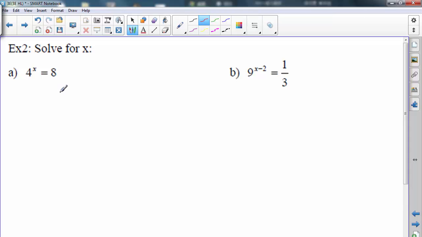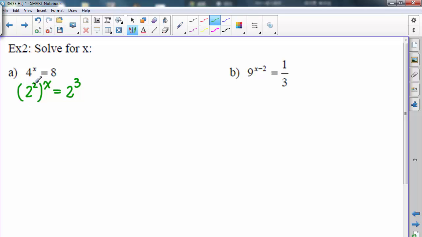The second example, we will have a little bit more challenging exponential equations here. 4 to the power of x equals 8. I found that I'm not able to change 4 to base 8. I'm also not able to change 8 back to base 4 either. But I found both of them have number 2 in common. So I will change 4 to 2 squared, then raised by x, and 8 is 2 to the power of 3.